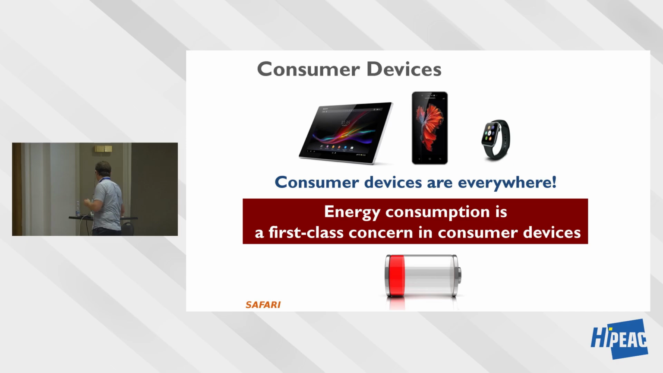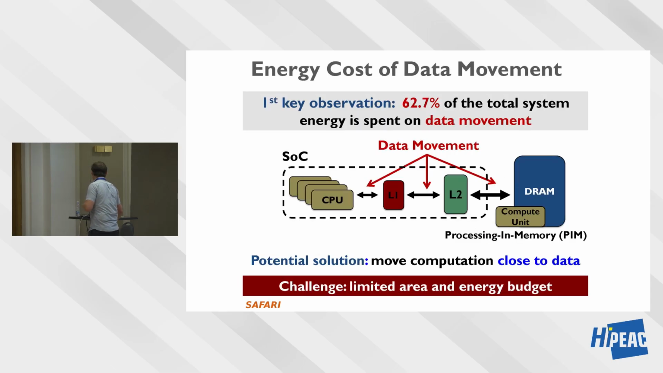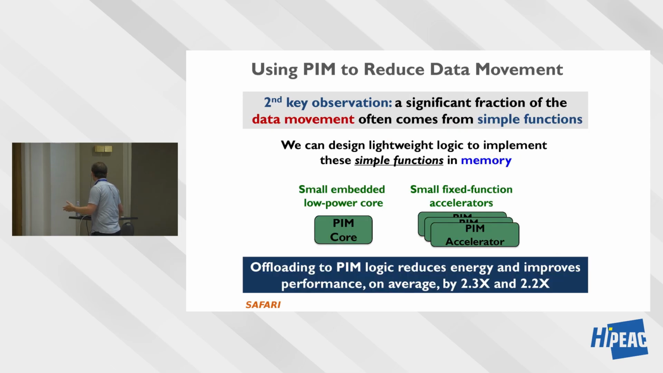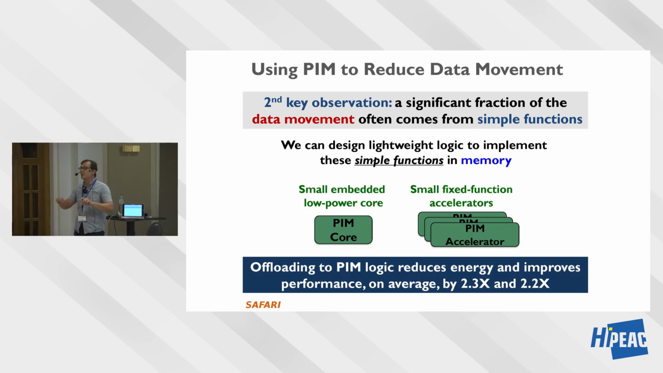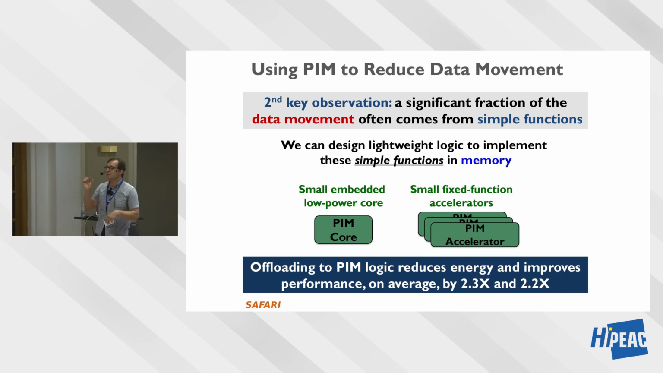Clearly, energy consumption is very important in mobile devices. We examined these four workloads, and we analyzed them heavily, and we found out that more than 60% of the total system energy is spent on data movement. Then we went further. We wanted to understand what kind of functions cause this data movement, and we wanted to do function offloading. We don't want to redesign the entire system like we did with Tesseract. We wanted to just identify simple functions and offload them to the memory side.